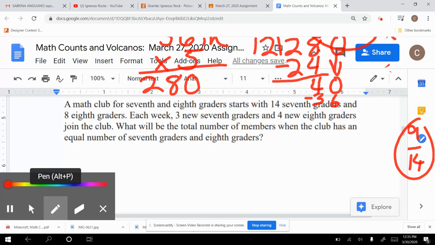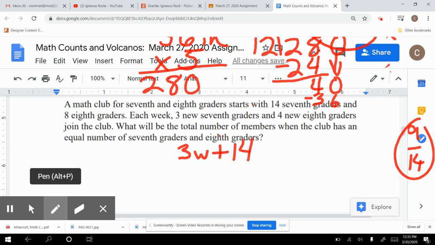Let's write an equation that for every week, we're going to add 3 new 7th graders. So watch this. I'm going to say 3. That's how many they get in addition each week, times the number of weeks. This is 7th graders, plus the 14 that you start with. Okay, now I want that to equal the number of 8th graders. Okay, so in this case, it's going to be 4W plus 8, because we started with 8 students. Each week we increase by 4.